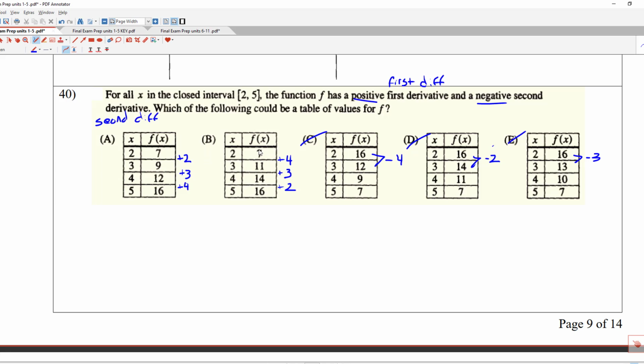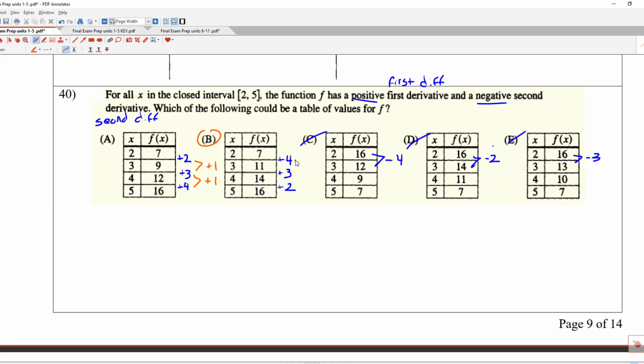Notice that A and B have positives. Let's just find their second differences. So I'll do that in a different color like yellow. To get from 2 to 3, I added 1. To get from 3 to 4, I added 1. Those are positive second differences, and we're looking for negative second differences. So the answer is B.